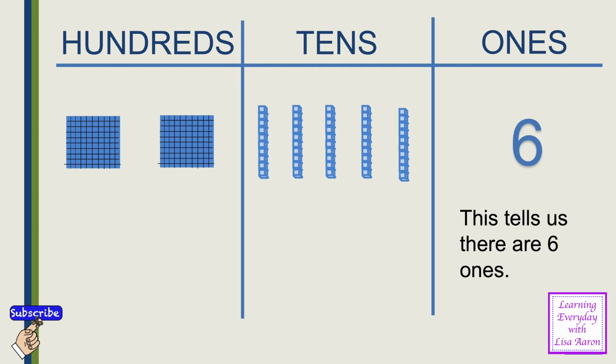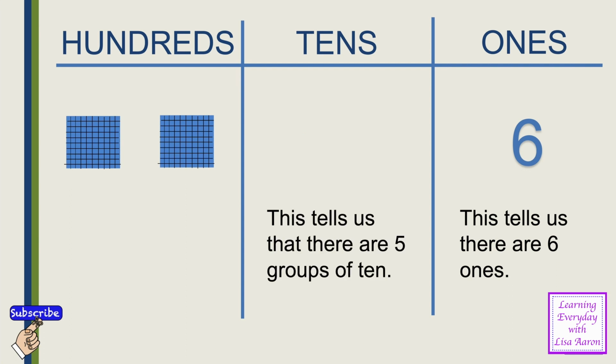Look at the tens column. How many groups of 10 do we see here? Let's count. 1, 2, 3, 4, 5. This tells us there were 5 groups of 10.